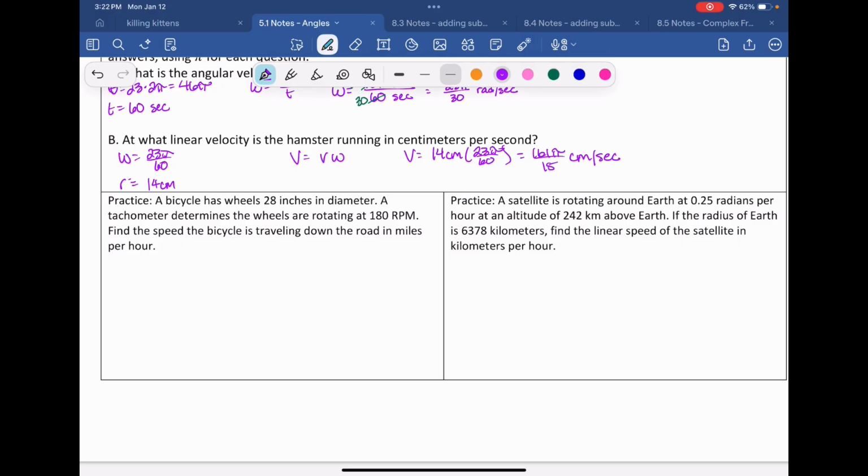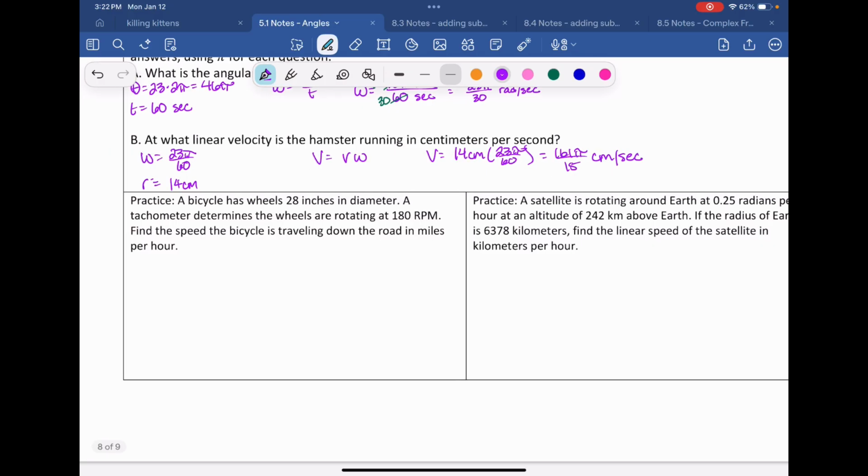Okay, bicycle has wheels 28 inches in diameter. The tachometer determines wheels are rotating at 180 RPM. Find the speed the bicycle is traveling down the road in miles per hour. Miles per hour, speed, this is linear.